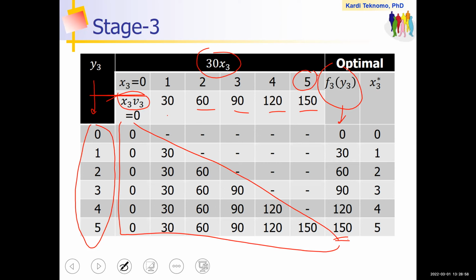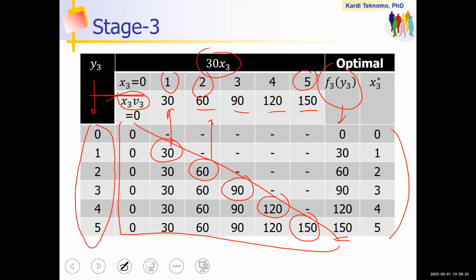So in that case, what is the X that makes it maximum? Here the maximum is 30, here the maximum is 60, here the maximum is 90, the maximum is 120, the maximum is 150. From where? From that, X is 1. This one is X is 2, and so on. So this one is the result of X3.